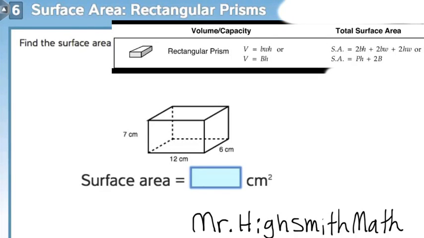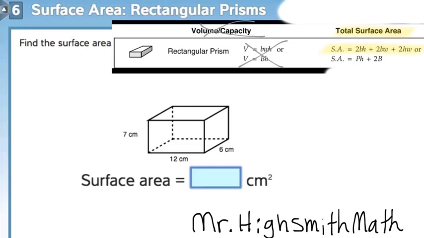Okay, so this is a video on surface area of rectangular prisms. I screenshotted the reference sheet and pasted it there, which is what you need. You need this formula, surface area of a rectangular prism. So we're not going to use volume, obviously. We're going to use surface area, and we're going to use this first one.